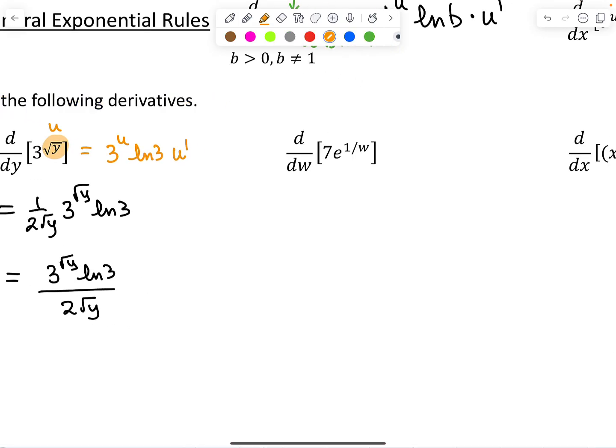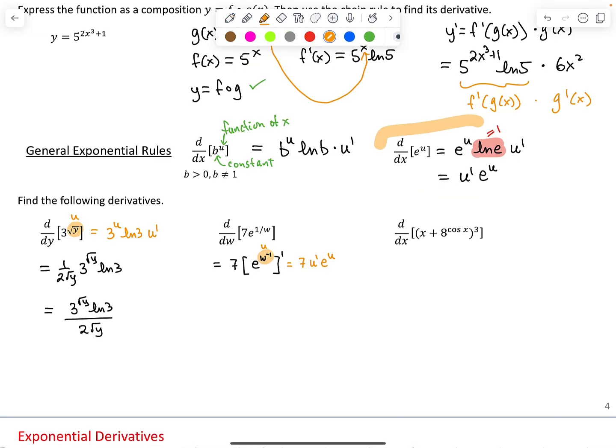Middle case, w is the independent variable. I see that I have a constant times a function, so we can ignore the constant for the moment, and I'll write 1 over w as w to the minus 1, and this is what we need to differentiate. w to the minus 1 is a function of w. You can think of that as our u. And the derivative formula will tell us that the 7 would stay, and the derivative of e to the u is u prime e to the u, as we discussed right here.